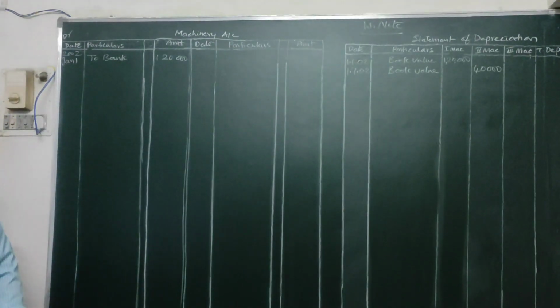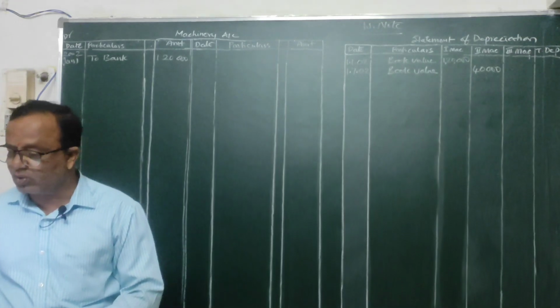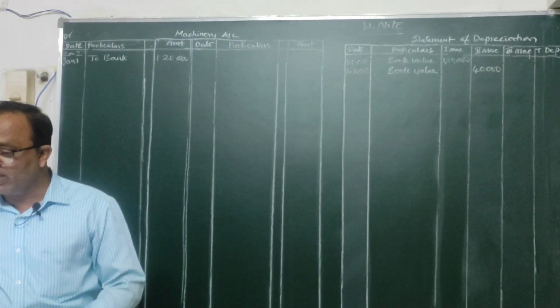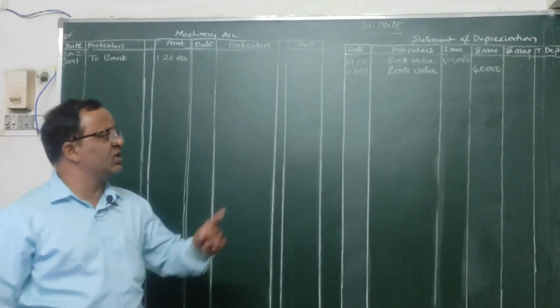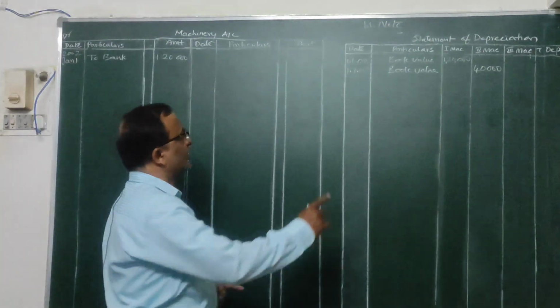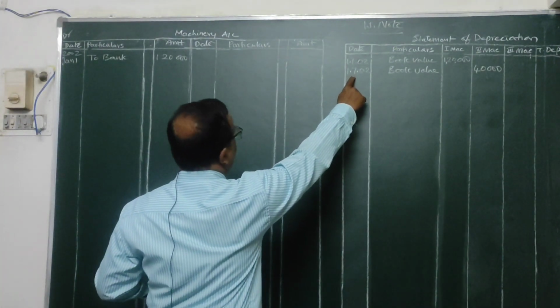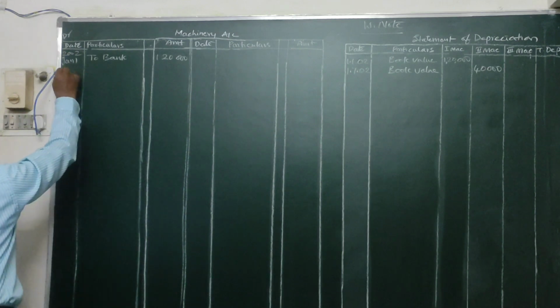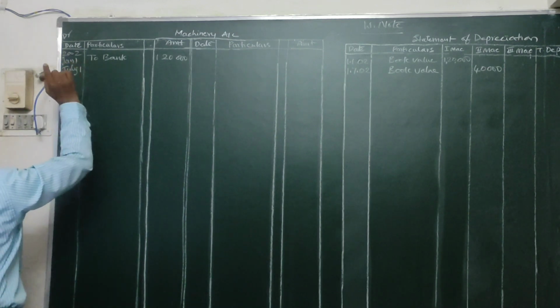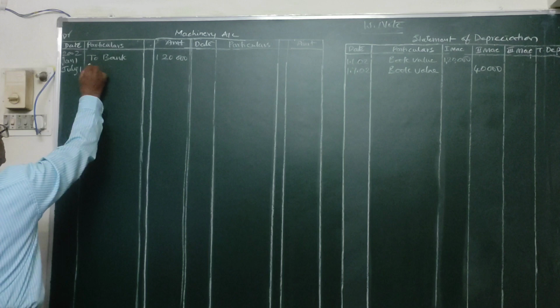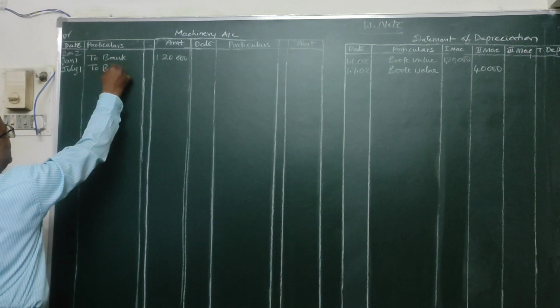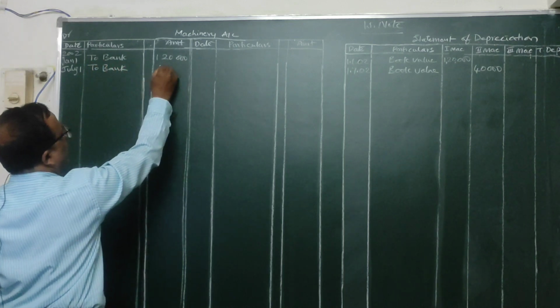See, check whether anything else has happened in this year 2002 again. See, on 1/1/2004 he says, that means in this year nothing else has happened. So first let's post this particular one. So again on 1st of July, another machine is being purchased. So once again our entry is machinery account debit to bank. It is purchased for 40,000.